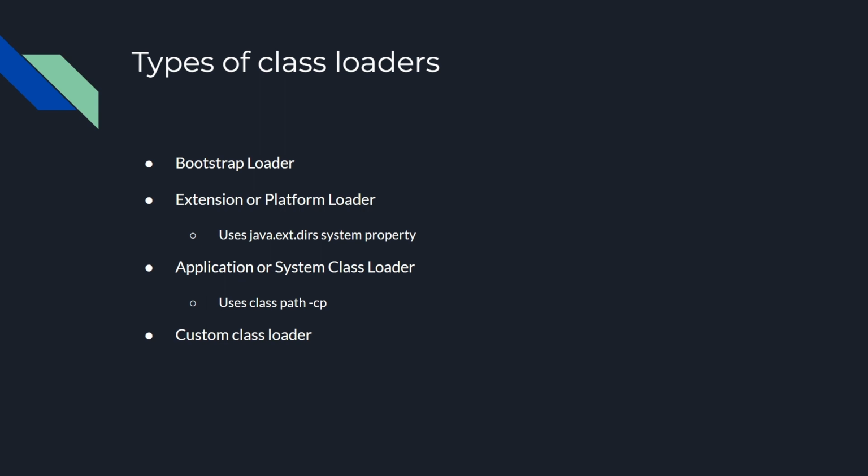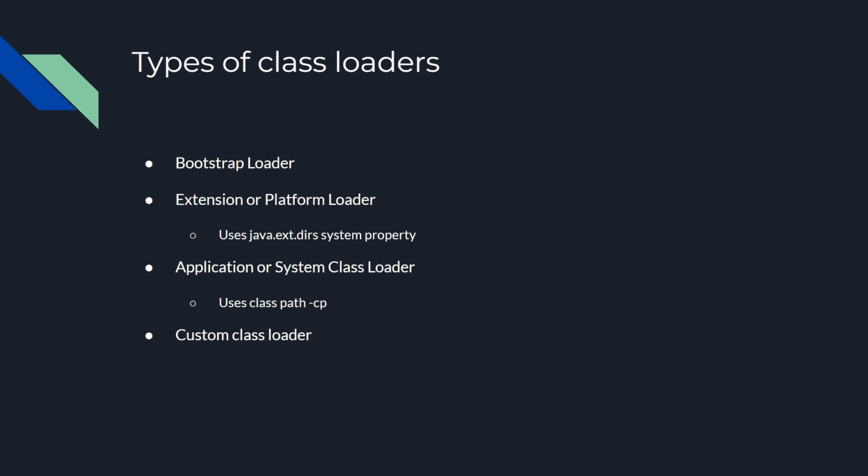In the class path, we provide the classes which we write, which we develop, and that's how the application class loader finds the classes that it needs to load. But the point here is that the application class loader loads the classes developed by us. All right. Then comes the custom class loader.